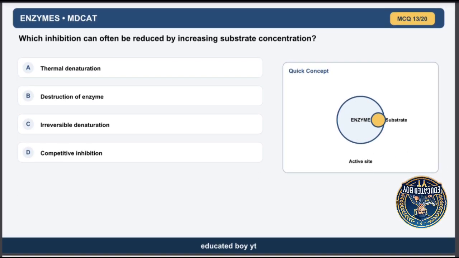Question number 13. Which inhibition can often be reduced by increasing substrate concentration? Option A, thermal denaturation; option B, destruction of enzyme; option C, irreversible denaturation; option D, competitive inhibition. Right option is option D, competitive inhibition.